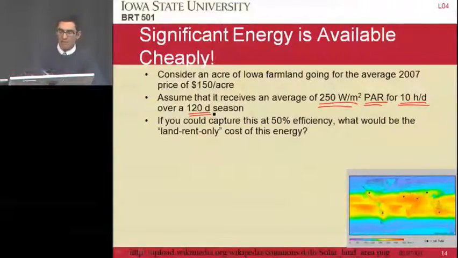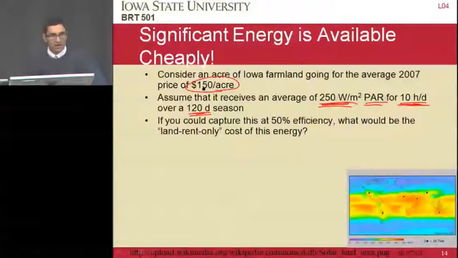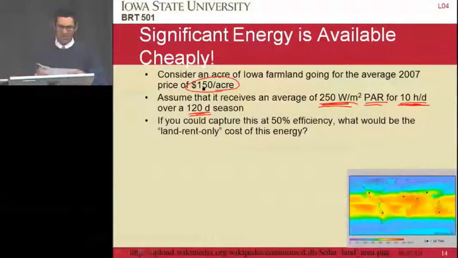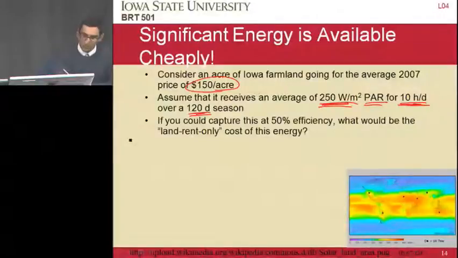In other words, I get some amount of energy on my acre based on the amount that's falling here and the amount of time, and I pay some amount to rent that land. So if I just look at the cost of land rent divided by the total energy that I get, what kind of cost per gigajoule are we talking about? So let's work that. This is certainly the kind of math that I hope anyone in this class is comfortable with. I know that some of you are bored by this, but some of you may not have done these calculations in a while.